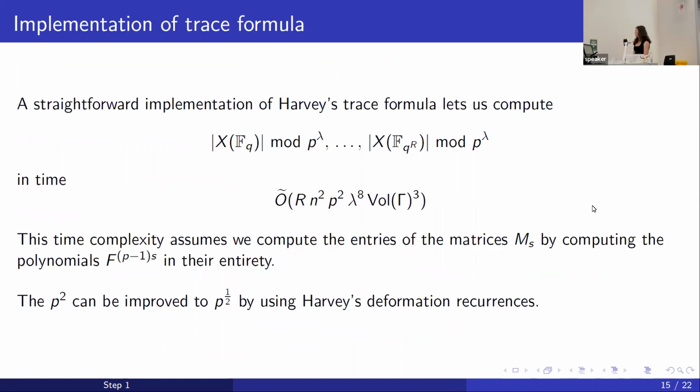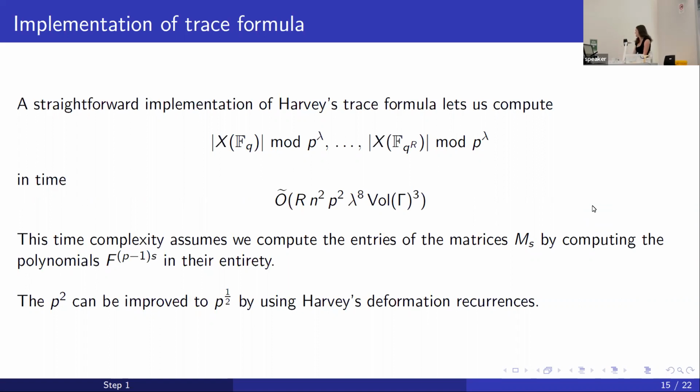A straightforward implementation of that trace formula lets us count points on the curve in the first R extensions of the base field mod p to the lambda in this time here: soft O of R times n squared times p squared times lambda to the 8 times the volume of the Newton polygon cubed, where that n there is log p of the field cardinality cubed. This time complexity stated on the slide here assumes that we are naively computing those matrices.